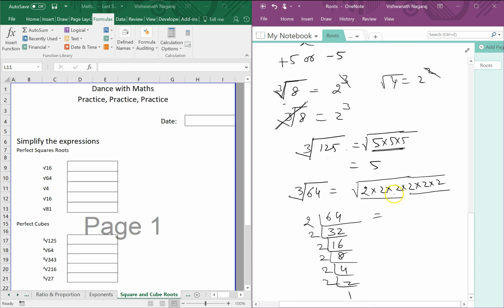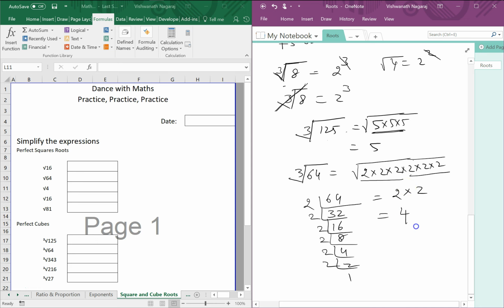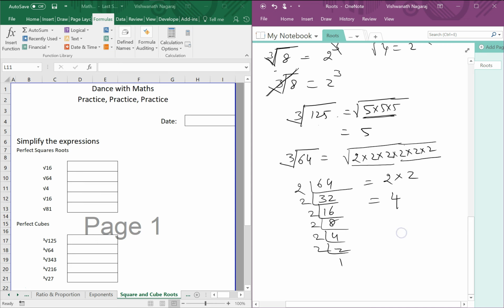right? Now for each set of 2s, or each set of a number, write 1 multiplied by what? Another set. Now this time don't put the root. So the answer is what? 4. How do you check whether it is correct or not?